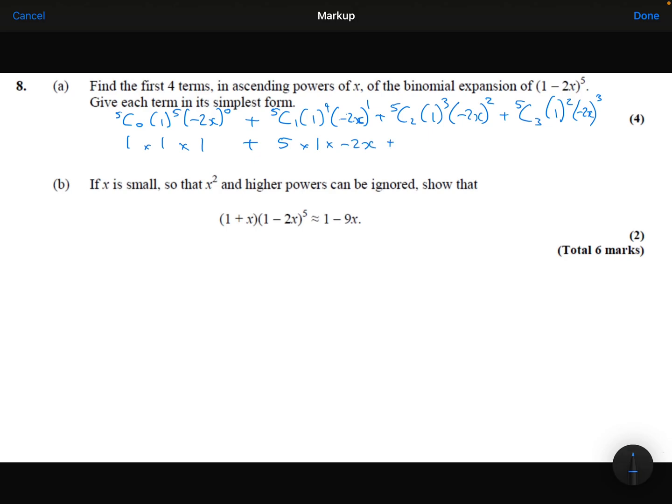Next, 5C2 is 10, 1 to the power 3 is 1, (-2x) squared, -2x times -2x is positive 4x squared. 5C3 is 10, 1 to the power 2, 1 squared is 1, (-2x) cubed, so -2x times -2x times -2x will be -8x cubed.